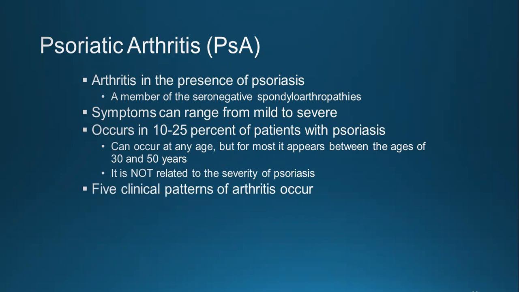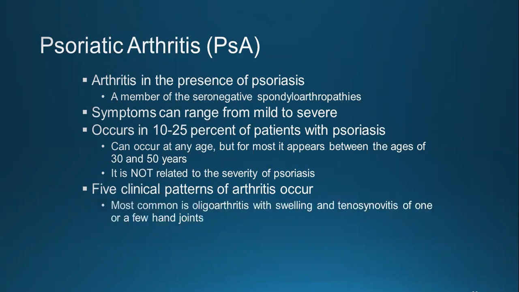If it occurs before the skin psoriasis, then it is difficult to diagnose because the patient does not come to the dermatologist first, he goes to the rheumatologist first. And the rheumatologist often thinks of the other types of arthritis first. Now, there are 5 clinical patterns of arthritis. Most common is the oligoarthritis with swelling and tenosynovitis of one or more hand joints. This variety is like osteoarthritis.